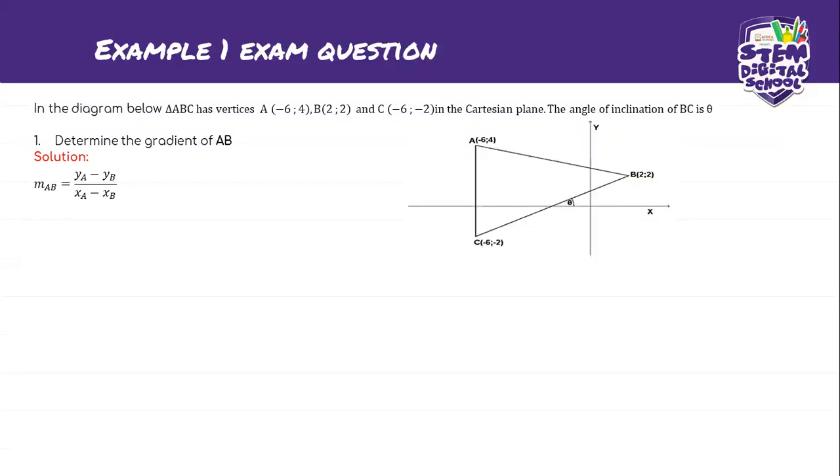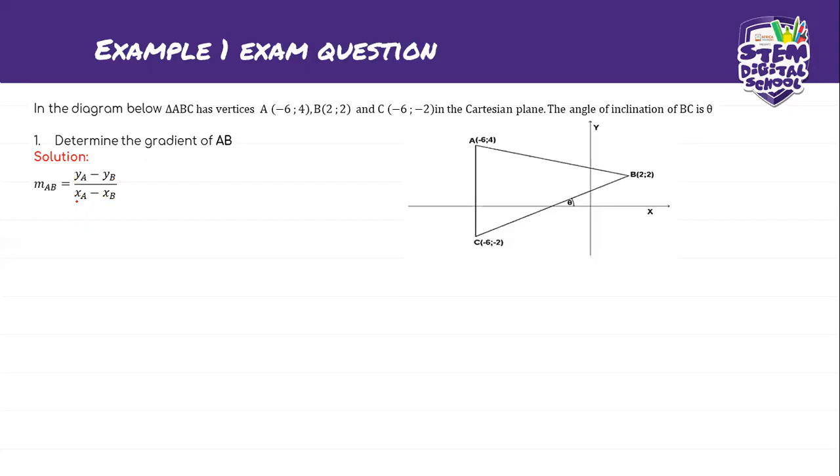Now, I just want to show you something which is very important. Make sure that if you start with ya minus yb, you should also start with xa minus xb. Because if you start with xb in the denominator, whereas in the numerator you started with ya, then your answer is not going to be correct, right?